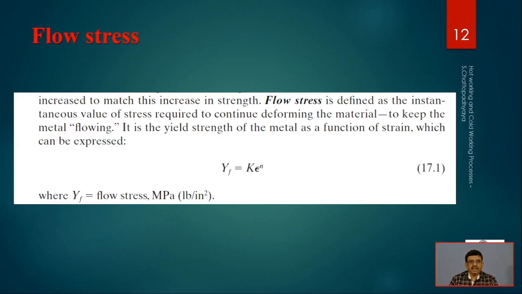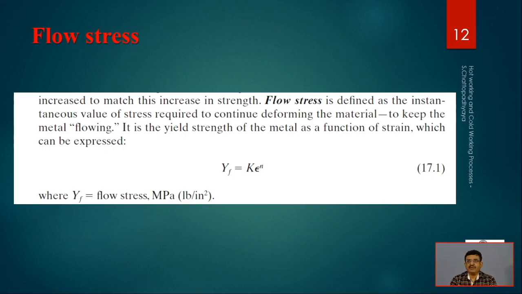So here we have the flow stress. Flow stress is defined as the instantaneous value of the stress required to continue deforming the material, to keep the metal flowing in the plastic state. Very important. For a ductile material, the flow stress has to be determined. It is the yield strength of the metal as a function of strain. What is strain? Dimensional change.